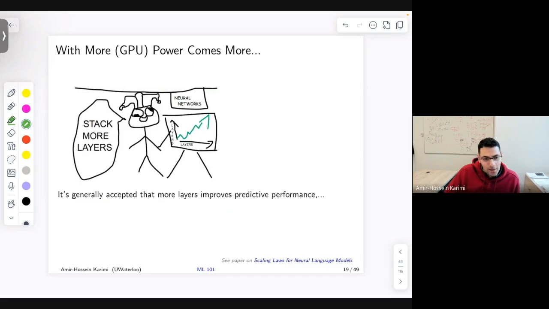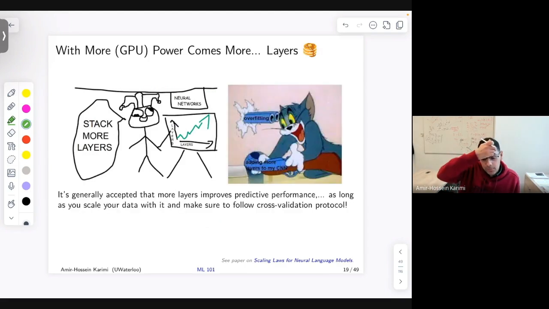With more GPU power, it's generally acceptable to start adding layers. But as always with training, we need to be careful that adding more layers to my CNN might result in overfitting. So we need to be careful about performing proper cross-validation protocols and not shooting ourselves in the foot by naively adding more layers. All of these ingredients need to come together: the training optimization, the data sets, and the GPU power.